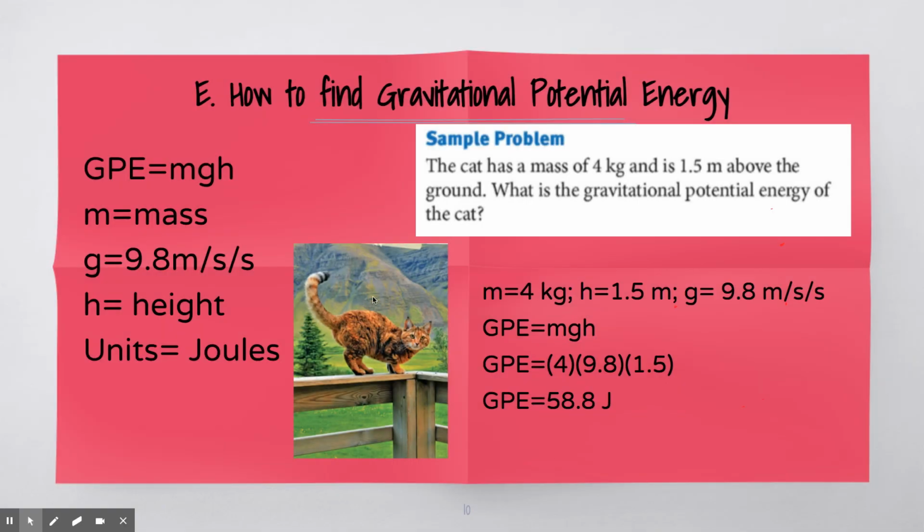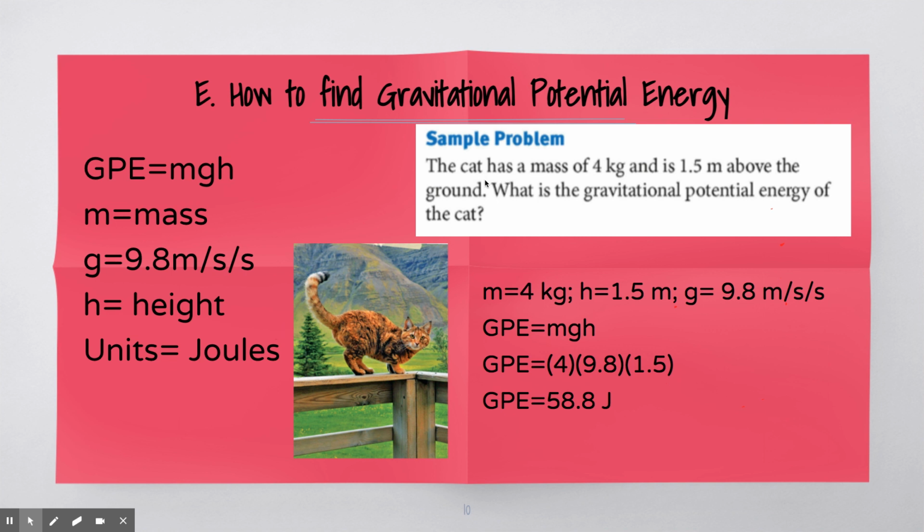So how do we find gravitational potential energy? To find gravitational potential energy, we take the mass times the gravity. Now remember, here on Earth, the gravity is always 9.8 meters per second squared, and then times the height of an object. So mass times gravity times height that the object is above the ground. And again, because this is energy, we measure in joules.